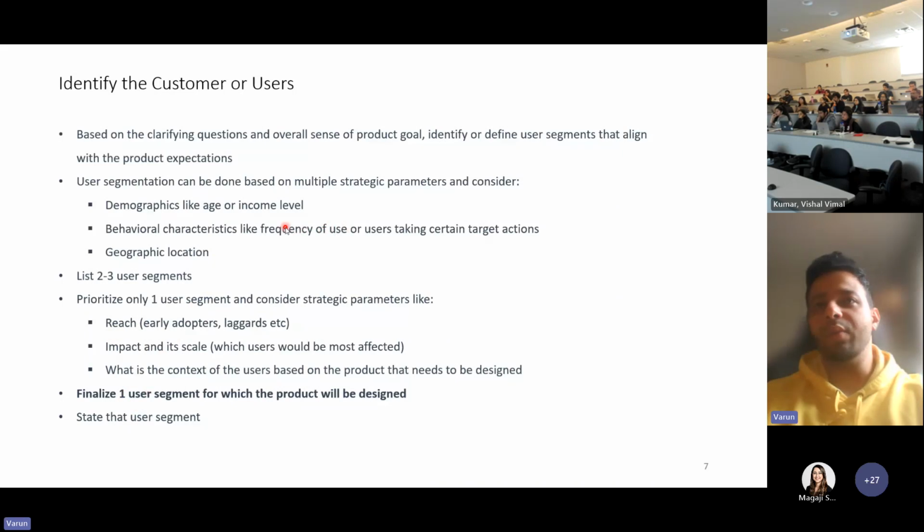Okay, so this is where you now have identified the end user or the end customer for which you will be designing the product or solving the problem for. But any questions here?